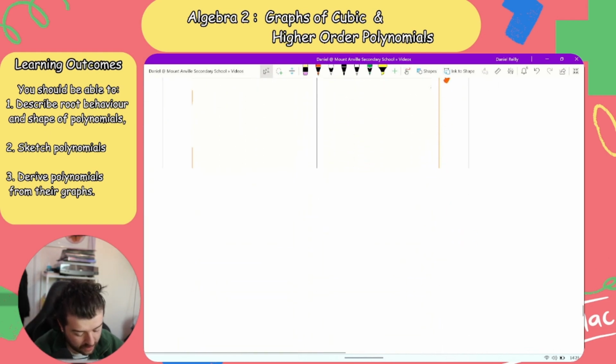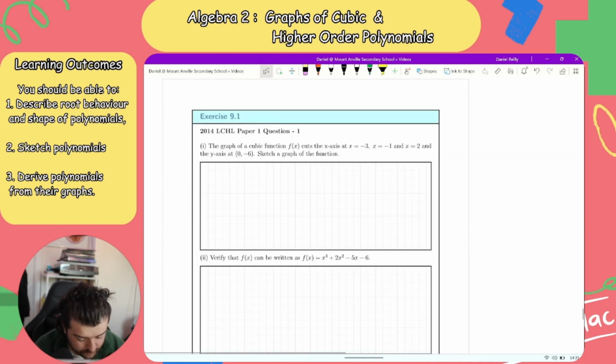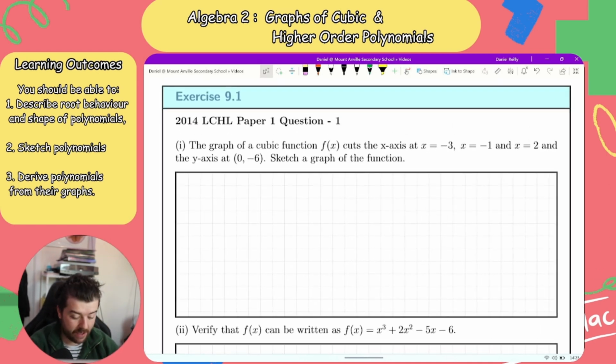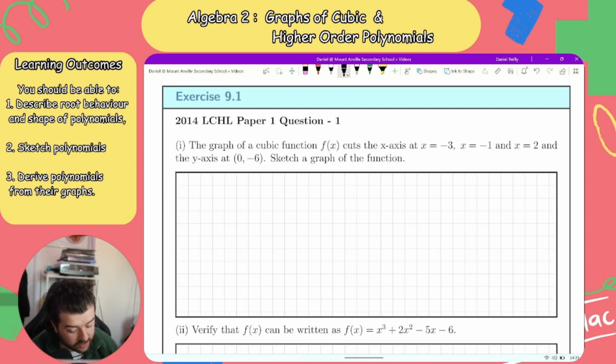So, let's do some questions. This one is from the 2014 Leaving Cert paper, paper 1, question 1. The graph of a cubic function f(x) cuts the x-axis at x equals minus 3, x equals minus 1, x equals 2, and the y-axis at 0, minus 6. Sketch the graph of the function. So it's just sketch. When it says sketch, it just means roughly, right? We can be rough with it. We don't have to be pinpoint accurate.